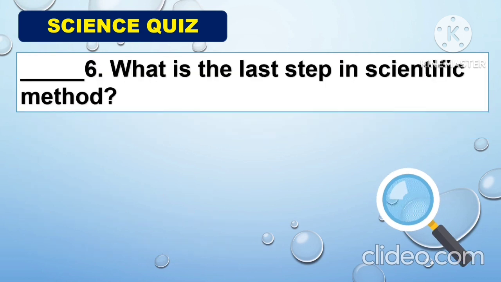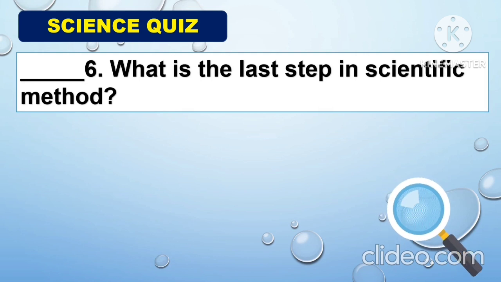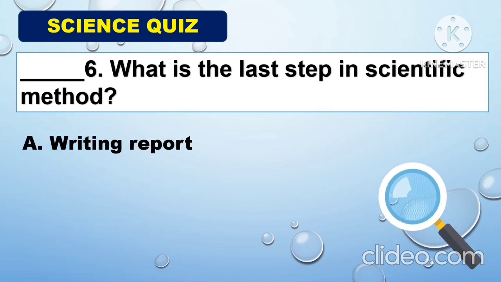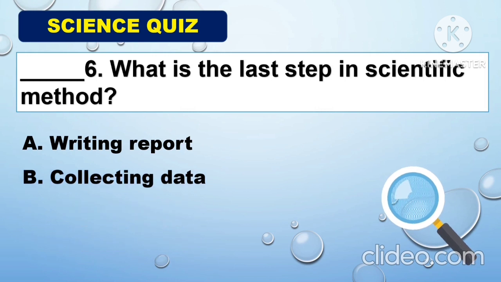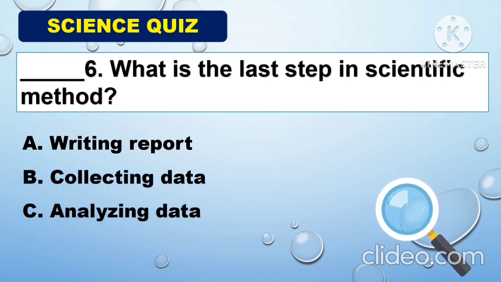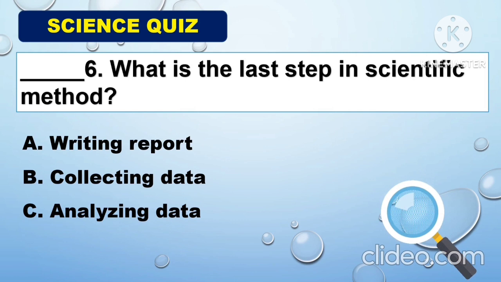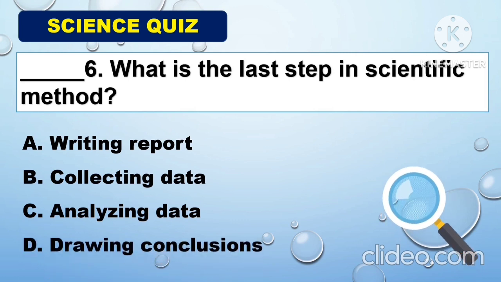Number 6. What is the last step in the scientific method? Letter A, writing report. Letter B, collecting data. Letter C, analyzing data. And letter D, drawing conclusions. The answer is letter D.